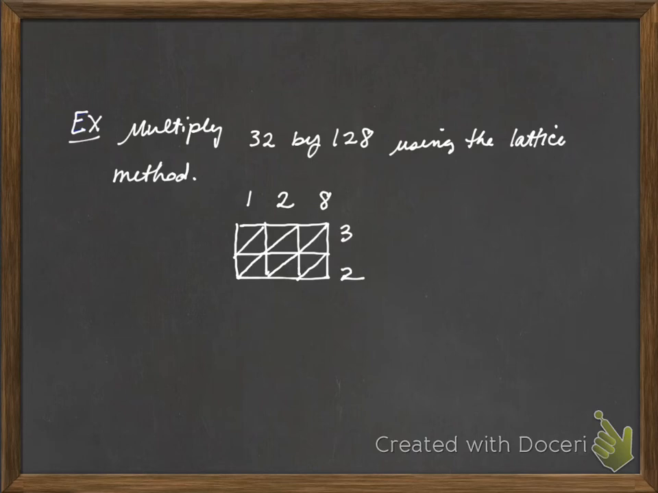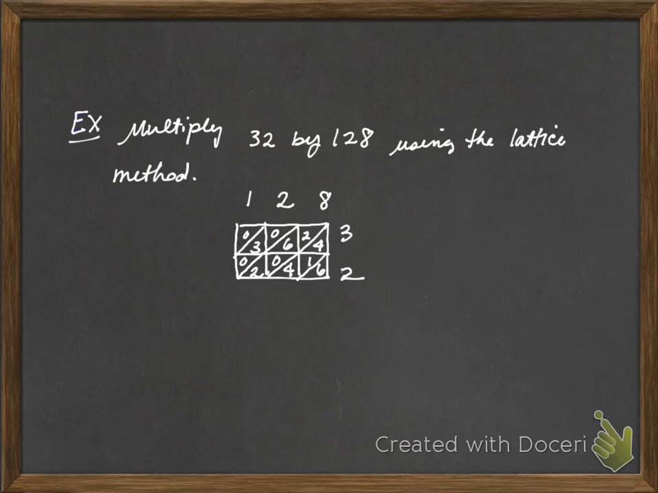Okay, so the next step is to multiply rows by column. So 3 times 8 is 24. So I put 2 in the top, 4 in the bottom of that cell. 3 times 2 is 6, so I write down 0, 6. 3 times 1 is 3, 0, 3. 2 times 8 is 16, 1, 6. 2 times 2 is 4, 0, 4. And 2 times 1 is 2, so I put 0, 2.